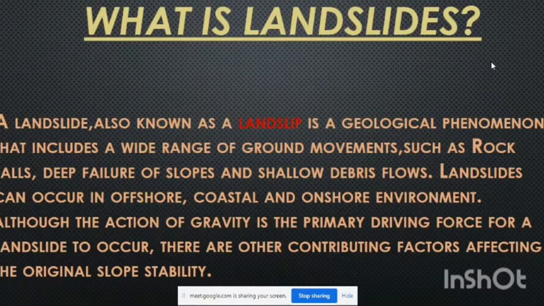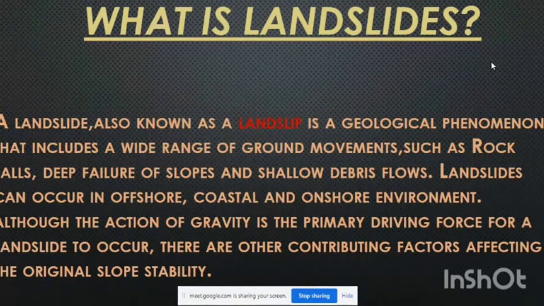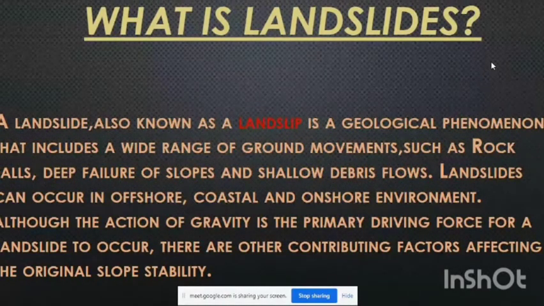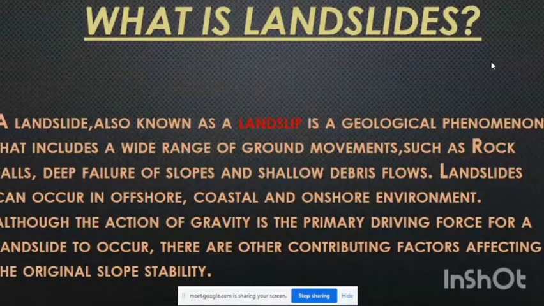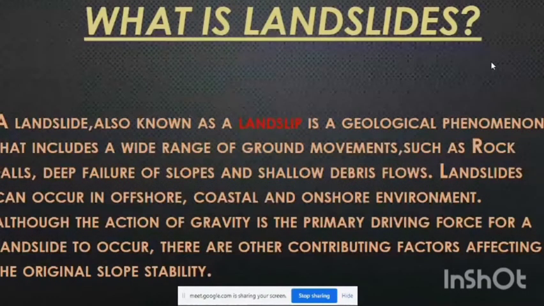What is landslide? A landslide, also known as landslip, is a geological phenomenon that includes a wide range of ground movement such as rockfall, deep failure of slopes, and shallow debris flow. Landslides can occur in offshore, coastal, and onshore environments, although the action of gravity is the primary driving force for a landslide to occur. There are other contributing factors affecting the original slope stability.